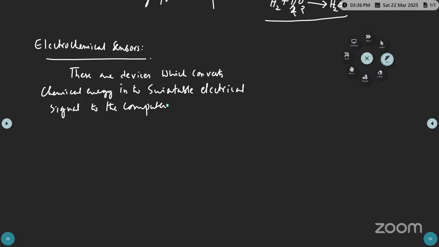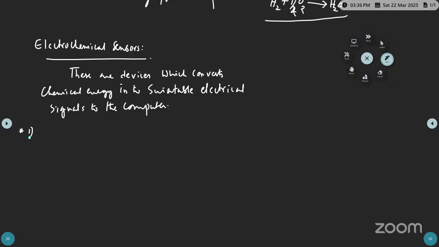So electrochemical cells ante enti? Electrochemical cells are the devices which convert chemical energy into electrical energy అంటున్నాం కదా. ఇక్కడ కూడా సేమ్ మీనింగ్ వస్తుంది చూడండి. These are the devices which convert chemical energy into suitable electrical signals to the computer, known as electrochemical sensors. And these electrochemical sensors are three types.